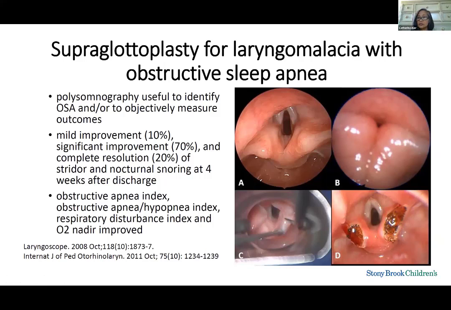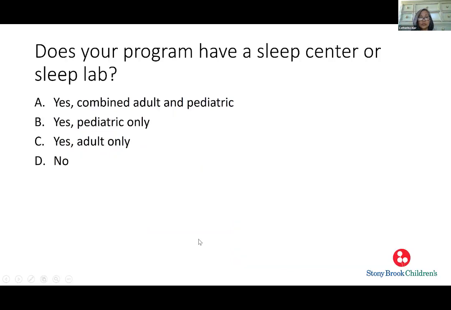Sleep studies are helpful to identify obstructive sleep apnea in this population and objectively measure the outcomes. In this particular ENT publication, there was significant improvement in 70% of the sample in the apnea-hypopnea index, and even the oxygen saturation significantly improved with this procedure.